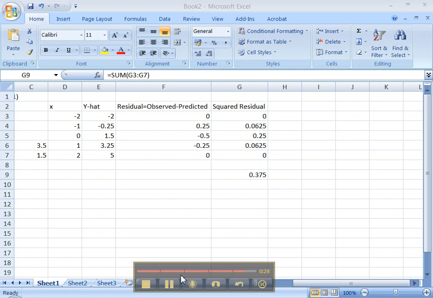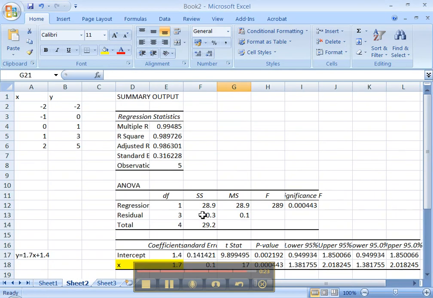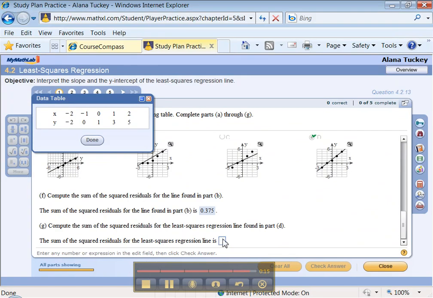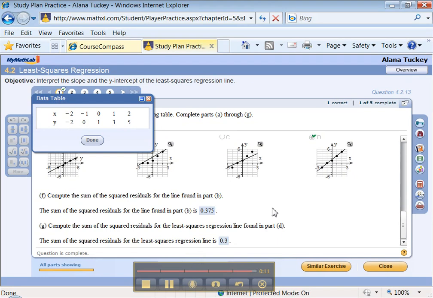Sum of the squared residuals for the regression line doesn't take any time at all. Oopsie, let me shift to my other sheet. And you can see it's right here. SS stands for sum of squares, residual. There it is. It's 0.3. The regression line one's easy. It's the non-regression line one that's a pain. All right, there we go. That ends that tutorial. I hope that helps when you do this problem.